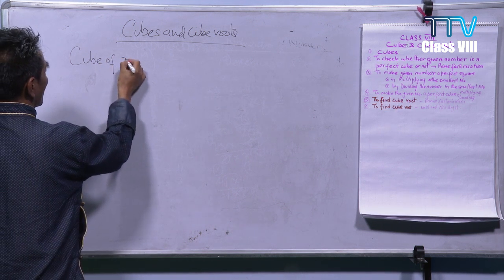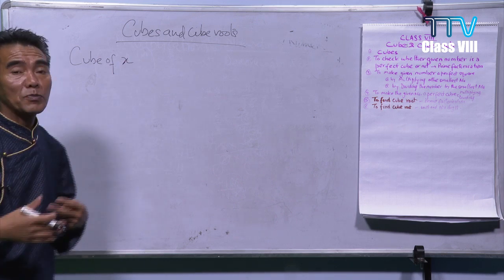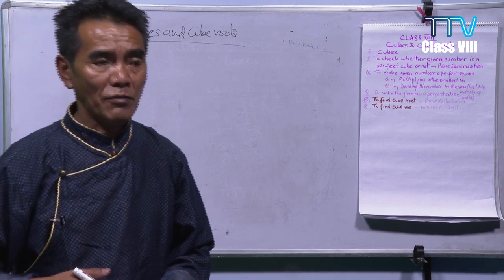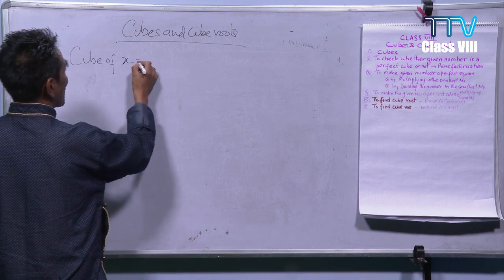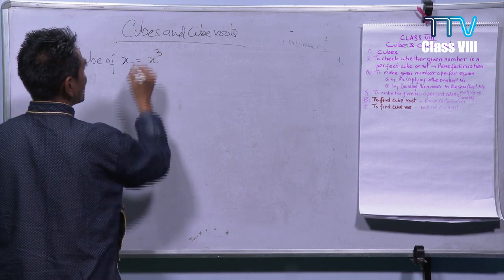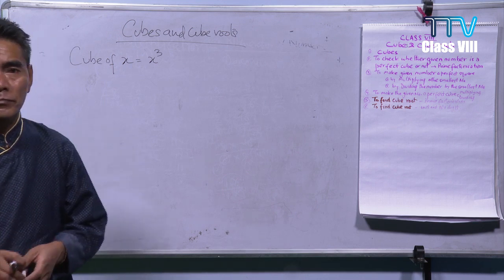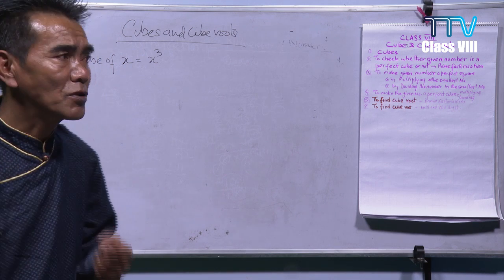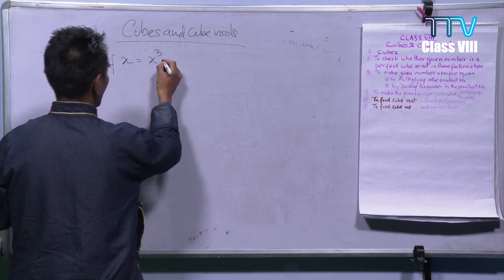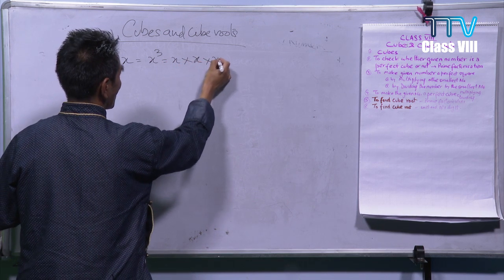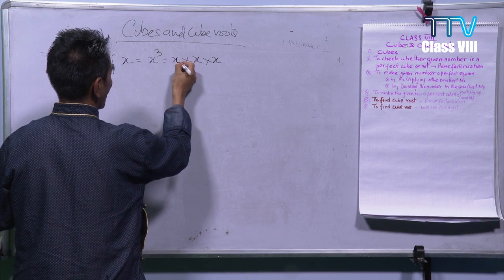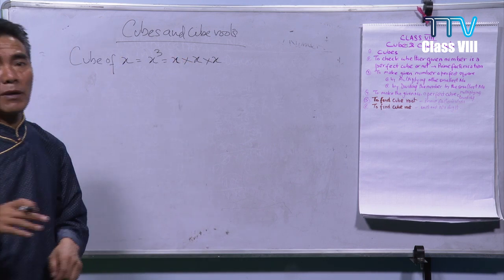Understand? That was exponential. We had learned exponential a few weeks before. Now the cube of x: x raised to power 3. And x raised to power 3 means x multiplied by x multiplied by x.